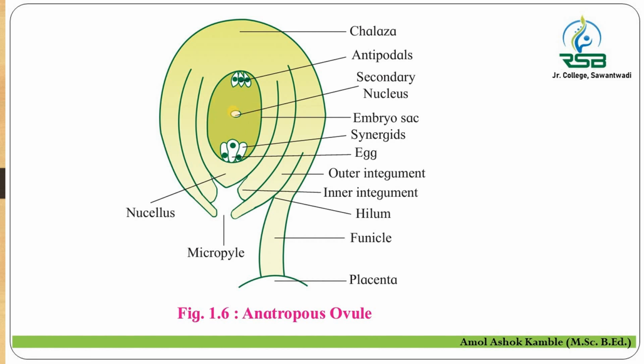Then come towards the antipodals. At the chalazal end, there are three antipodal cells. They are accessory cells, and they degenerate after the process of fertilization. So that is the structure of the anatropous ovule. Broadly, it has two parts, that is the stalk and the other end, which is called the body.